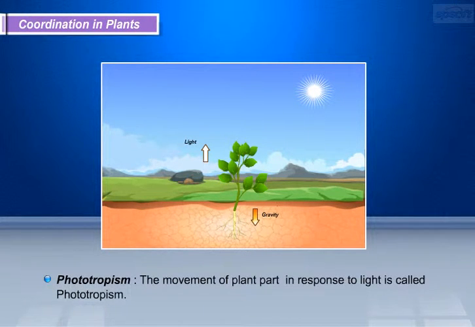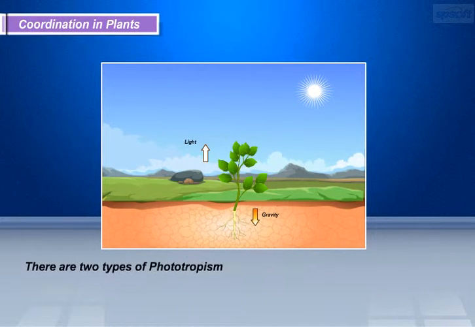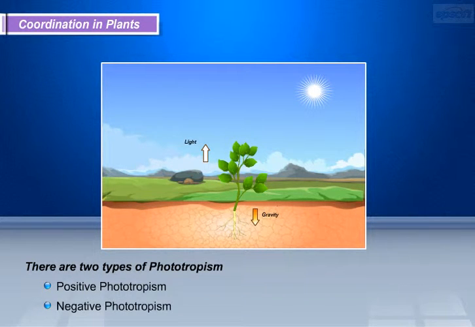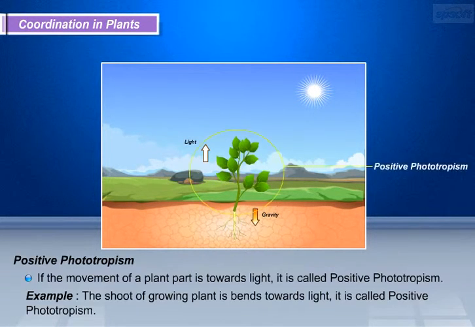Phototropism. The movement of a plant part in response to light is called phototropism. There are two types of phototropism. They are positive phototropism and negative phototropism. Positive phototropism: if the movement of a plant part is towards the light, it is called positive phototropism. For example, the shoot of a growing plant bends towards light, which is positive phototropism.